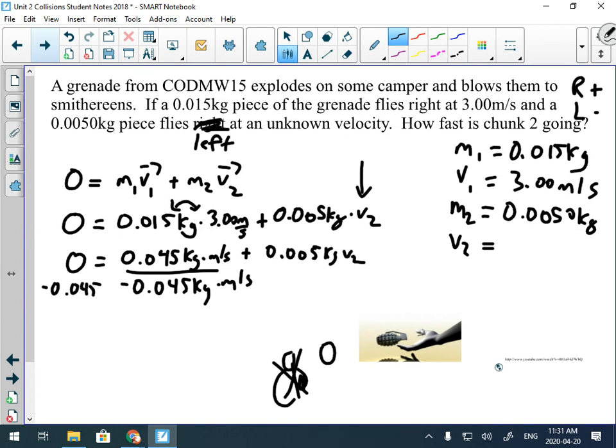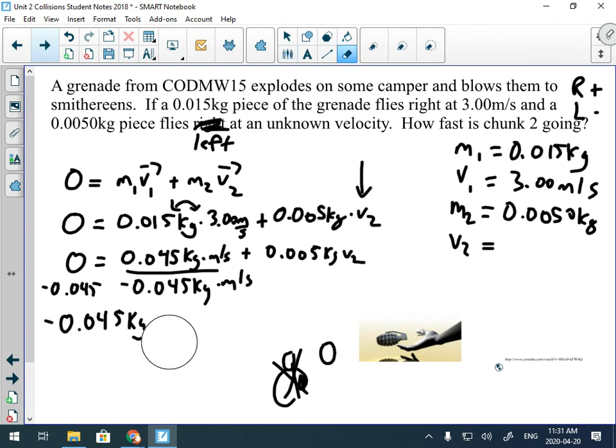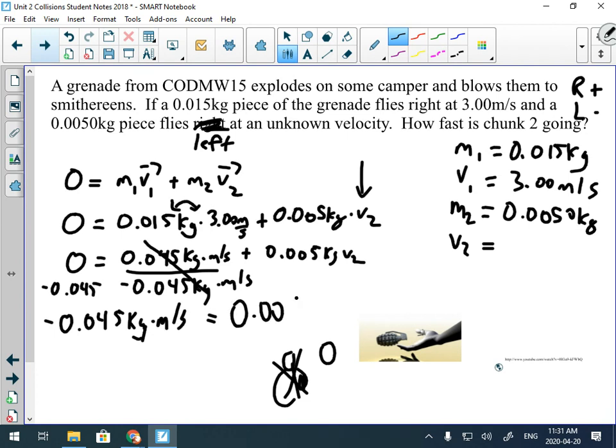Okay, so 0 subtract that is negative 0.045 kilograms meters per second, which is equal to, so that's gone, 0.005 kilograms V2. So basically what I did was I just moved this value to the other side, and the sign is switched. So if it was positive there, now it's negative.